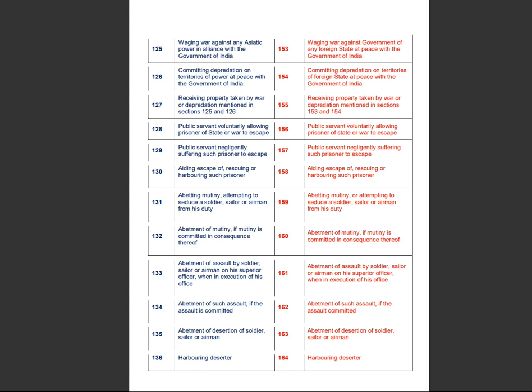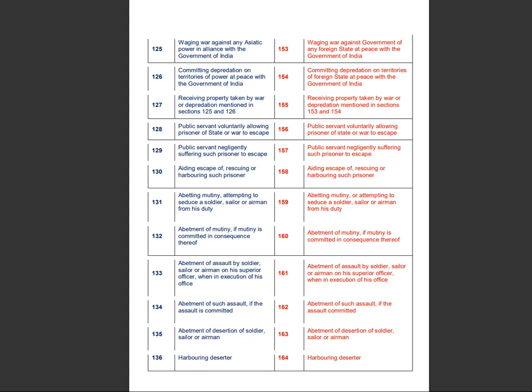Section 131 of the Indian Penal Code deals with abetting mutiny, or attempting to seduce a soldier, sailor, or airman from his duty, whereas Section 159 of the BNS deals with abetting mutiny or attempting to seduce a soldier, sailor, or airman from his duty. Section 132 of the Indian Penal Code deals with abetment of mutiny if mutiny is committed in consequence thereof, whereas Section 160 of the BNS deals with abetment of mutiny if mutiny is committed in consequence thereof.